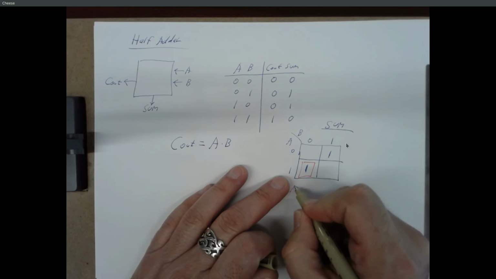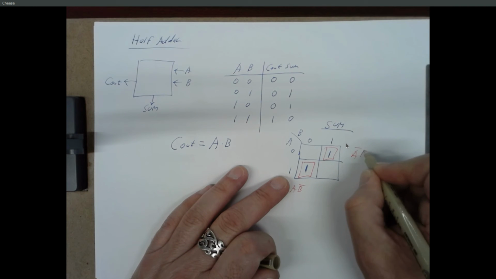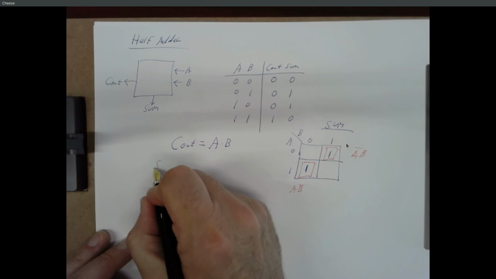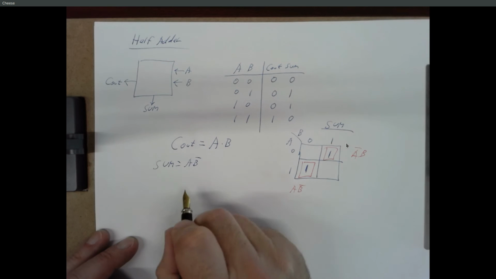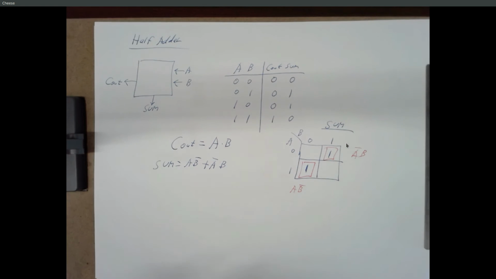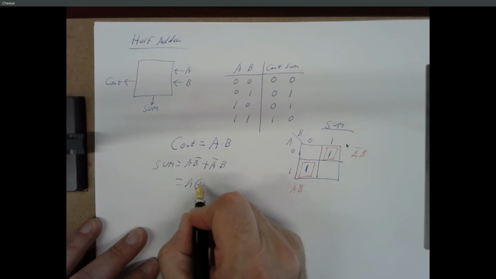This rectangle would be A, B bar. This rectangle would be A bar, B. So the equation is sum equals the sum of those 2 product terms. But if you recognize it, that's an exclusive OR.